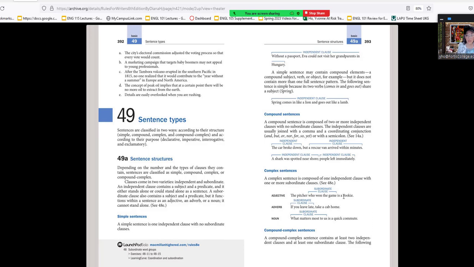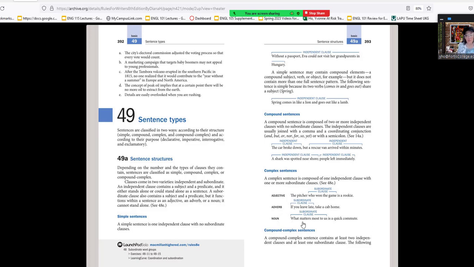Then when you put the dependent clause, who won the game, together with the pitcher is a rookie, so a dependent clause plus an independent clause is a complex sentence. If you leave late, take a cab home. And so if you leave late is a subordinate clause that modifies take a cab. So here, when a subordinate clause or dependent clause comes at the beginning of the sentence, you always have to have a comma.